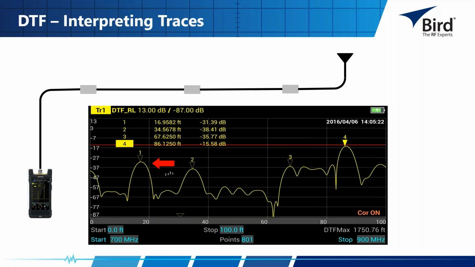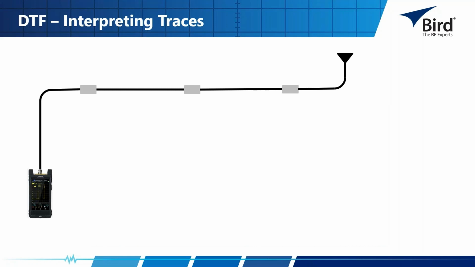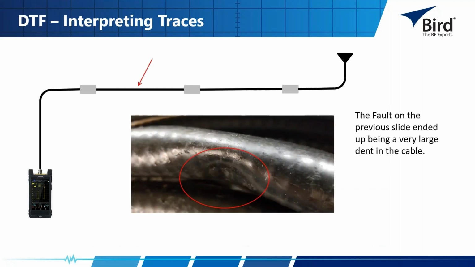It's not hideous, but you go out in the field, you take a look at it, and we find out it is some sort of a fault. Doesn't show up on our diagram because it's not supposed to be there. And just so you know, went out, took a look, and what did we have? The fault on the previous slide ended up being a very large dent in the cable. This is one of the reasons that it is very helpful to have a diagram when you're performing a distance to fault sweep.